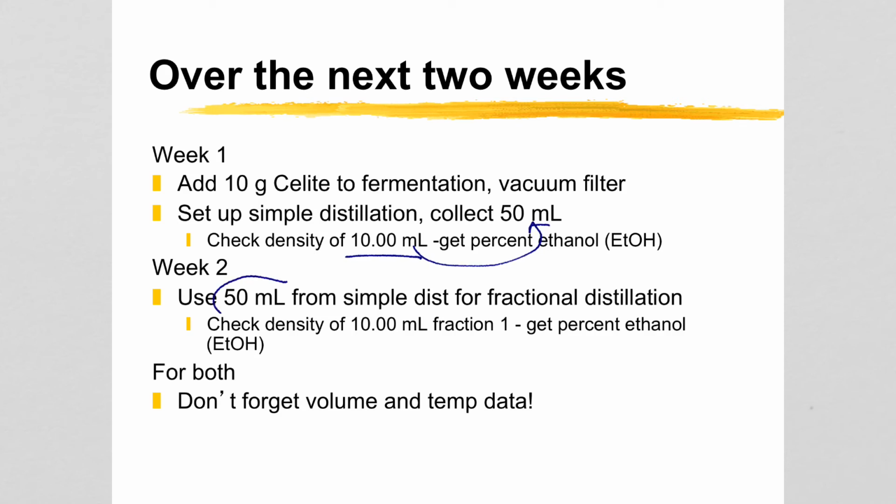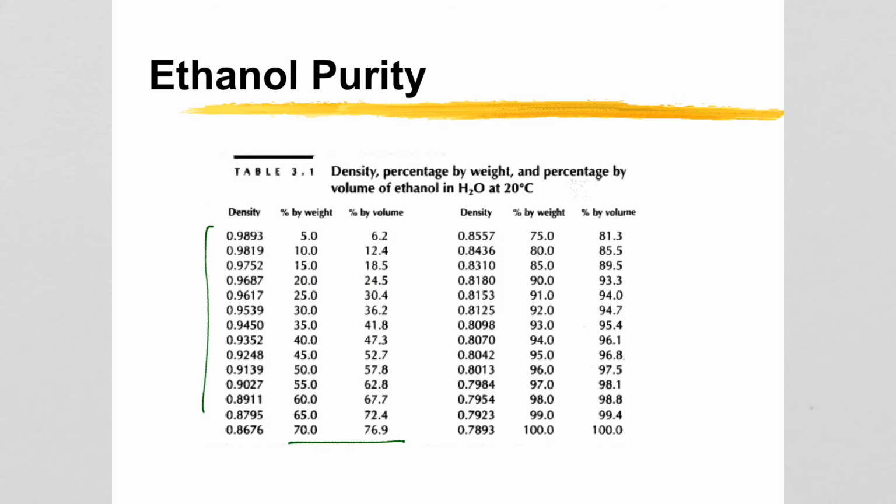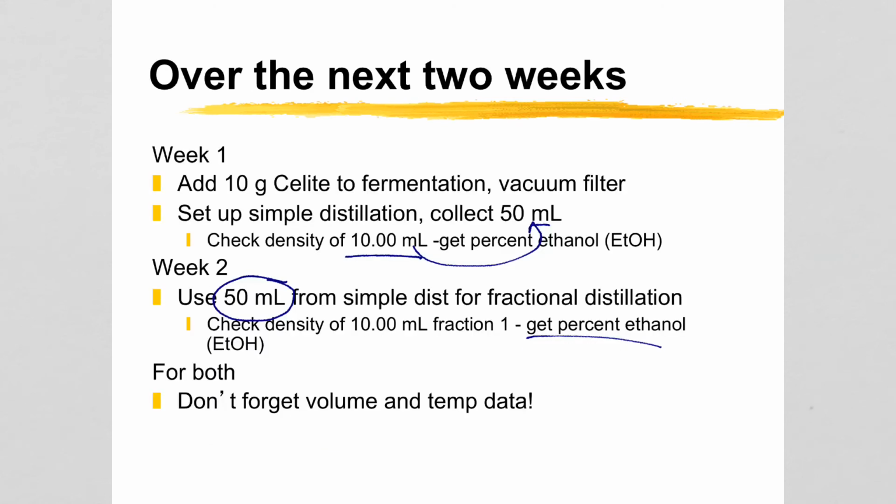So for week 2, you will have that 50 milliliter sample that you had from your simple distillation, and we'll then take that through a fractional distillation, and then we'll see if we increase the amount of ethanol that we get, and if we can get up to between 95 and 96%, which is the purest possible ethanol that you can get by distillation. All right, when you're distilling, don't forget that for every, I think it's 2 milliliters that you distill, you want to record the temperature, because we're going to be graphing that.